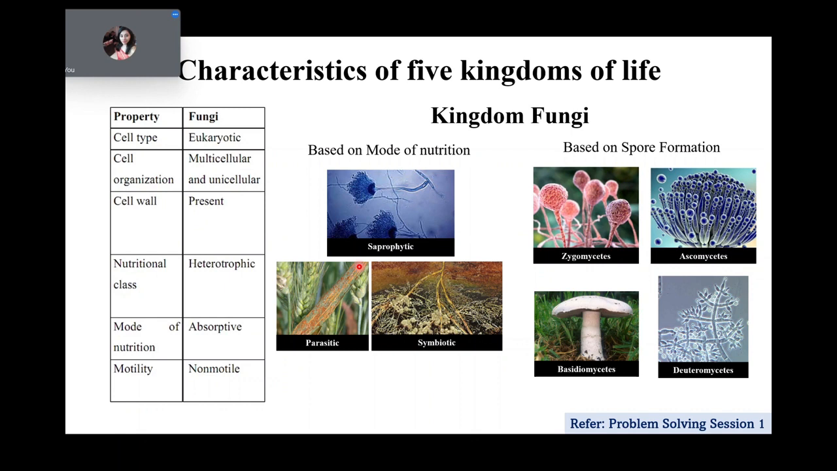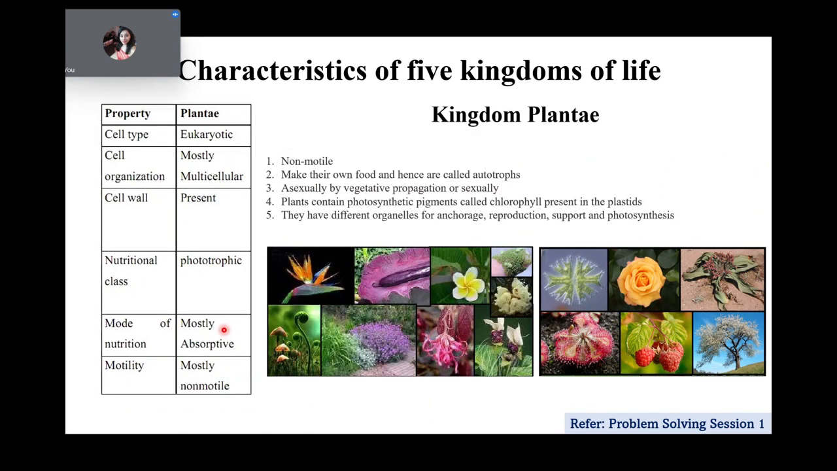The next kingdom is Plantae, which consists of all the plants that we see around us. And plants are generally eukaryotic, and mostly they have multicellular organization. They have a cell wall. They are phototrophic, as we know, and their mode of nutrition is absorptive. So they absorb their raw materials via the roots, and these are non-motile.